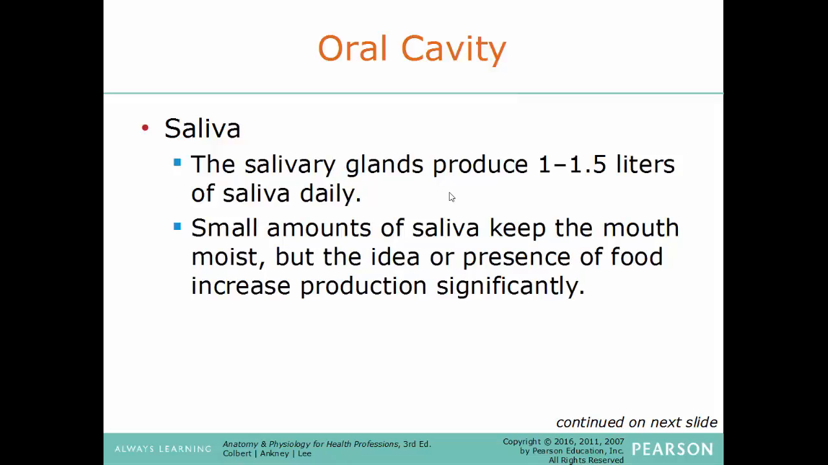And small amounts of saliva help to keep the mouth moist, but the idea or presence of food can increase its production significantly. So if you think of your favorite food, or you smell something that smells really appetizing, your mouth will water, all due to the increased production of saliva.